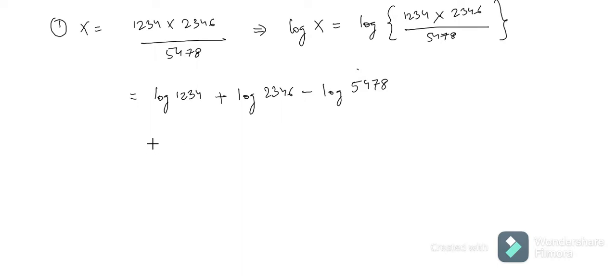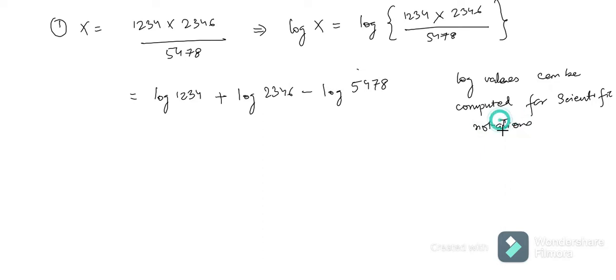But logarithm values cannot be computed like this. Log values can be computed for scientific notations. So what is scientific notation? A number like 1.234 is a scientific number. 12.34 is not a scientific number. This one is a scientific number. So we will convert all of these three.